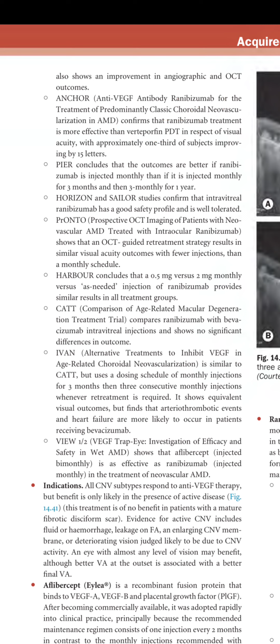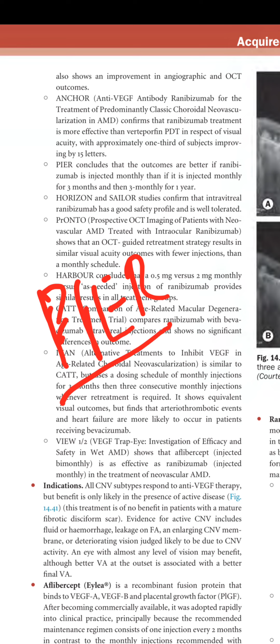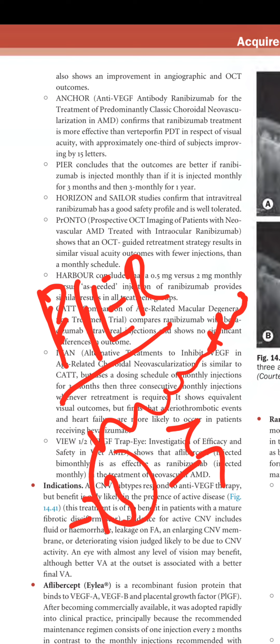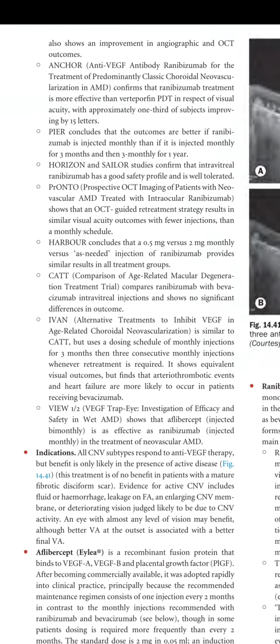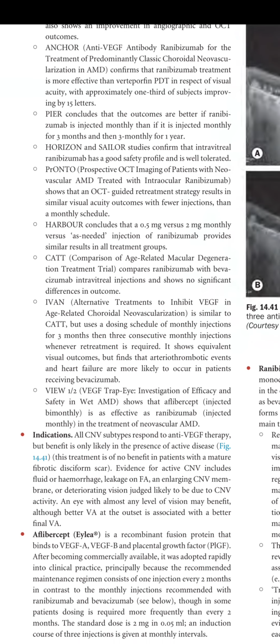The PIER study concludes that the outcomes are better if ranibizumab is injected monthly than if it is injected monthly for 3 months and then every 3 months for 1 year. So the PIER study concluded on the dosage of ranibizumab: if we give monthly injections of ranibizumab, it is better than giving ranibizumab for 3 months and then every 3 months for 1 year. The HORIZON and SAILOR studies confirmed that intravitreal ranibizumab has a good safety profile and is well tolerated.